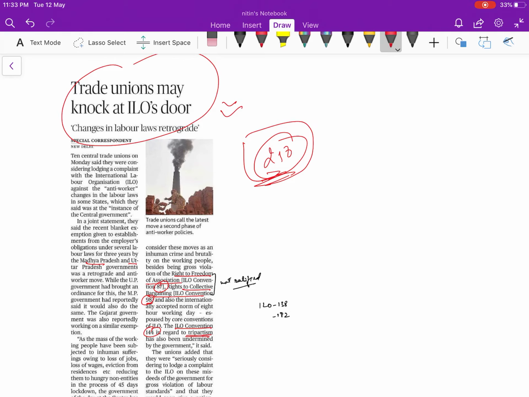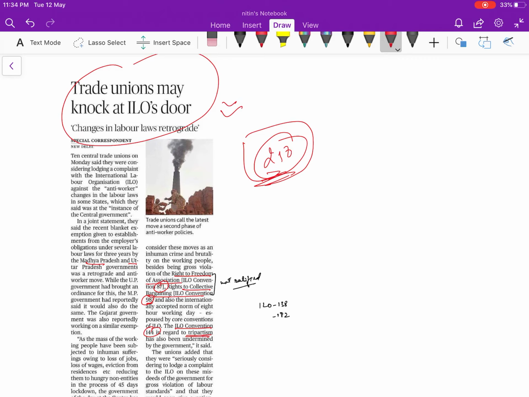So now the trade unions are considering this option of knocking at the International Labour Organization's door. So this is the relevance of this. Now this article has discussed which conventions could be violated as part of the ILO. Two conventions have been given.